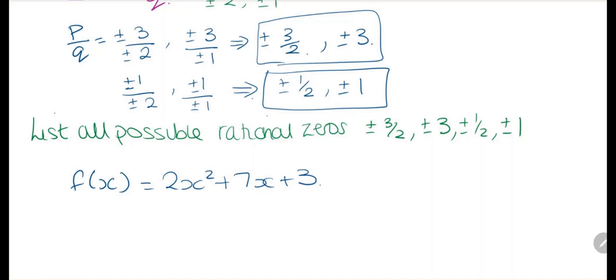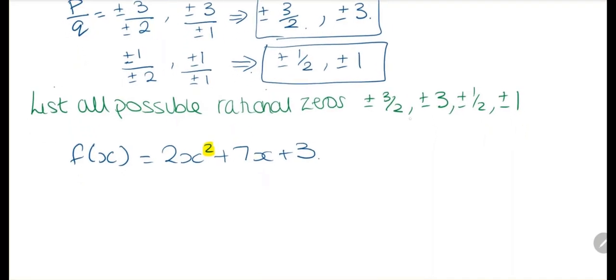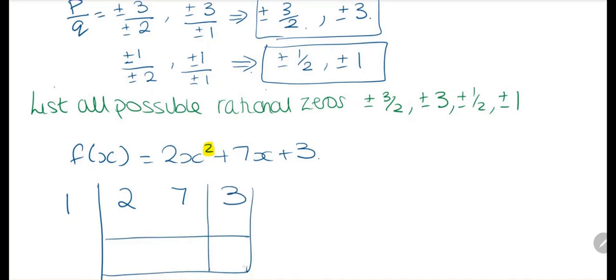So when we look at our function, x is squared, so we know that there is going to be a maximum of 2 roots. So we're going to use synthetic division, and we're going to test to see. So we're going to divide by our roots here. First of all, I'm going to choose a 1. So I'm going to bring down 2, 7 and 3. And the last is our remainder column. So if I bring down a 2, 2 multiplied by 1 is 2, 7 and 2 is 9, 9 multiplied by 1 is 9, and that's 12.